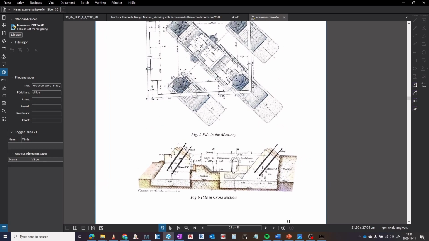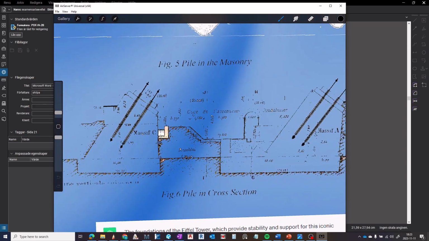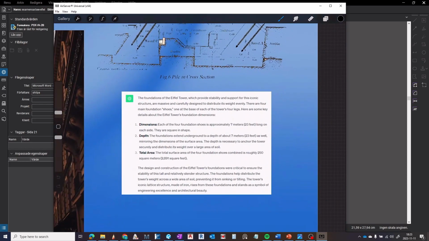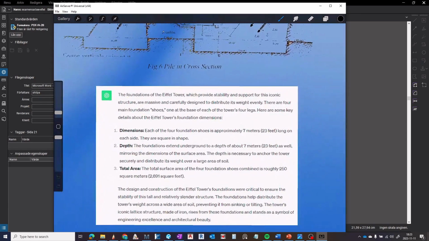So here, the depth of this foundation is 7 meters from the ground floor.